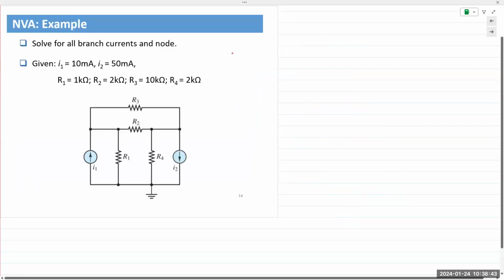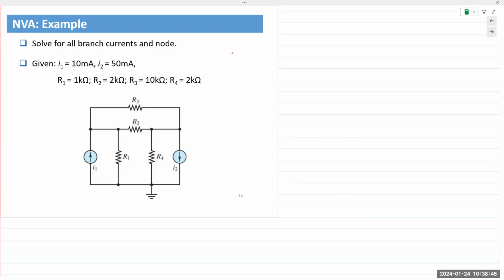Okay, let's look at this example then. Solve for all branch currents and node voltages. Branch simply means the component that is connected in that single line. When it asks us to solve for node voltages, it's asking us to solve using node voltage analysis. I like this example because one current source is going up, the other current source is going down. It doesn't have a voltage source in there. Both of them are current sources.